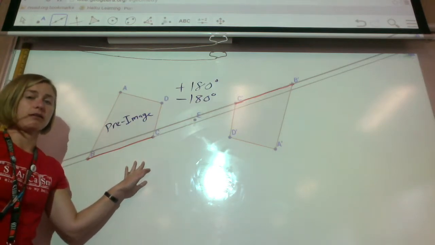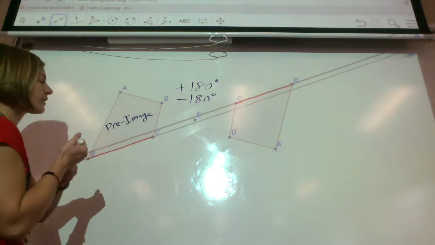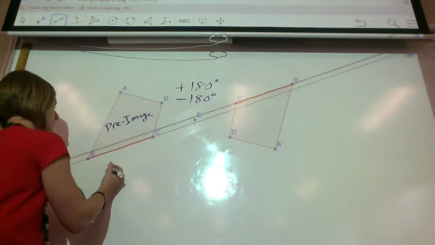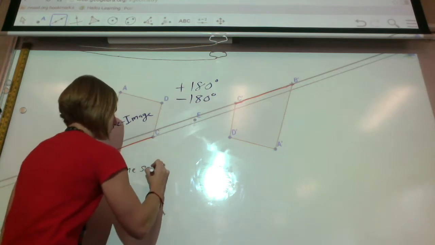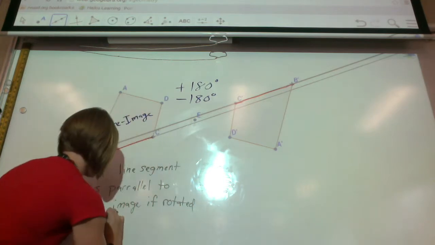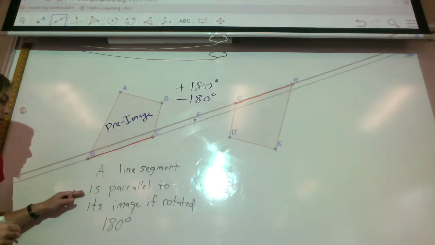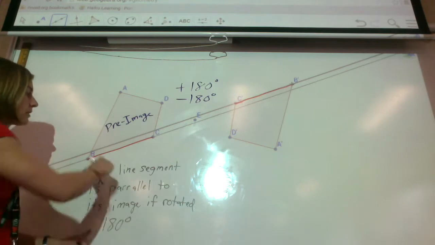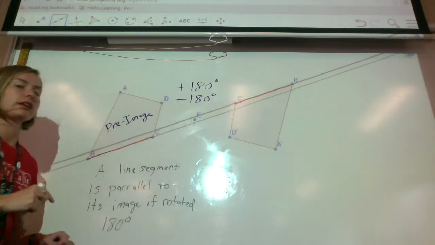Those lines are parallel. So let's get this down, and then we can do another example to make sure it's really true. A line segment is parallel to its image if rotated 180 degrees. Okay, so this guy is parallel to that guy because we rotated 180 degrees.